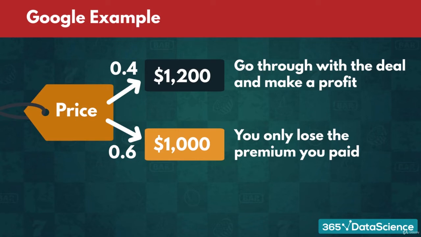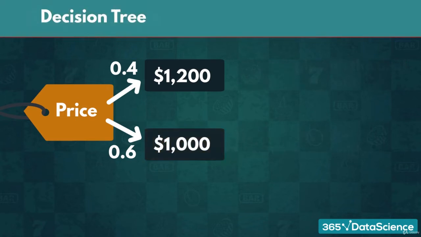To help us visualize this example, we are going to use a decision tree. The decision tree describes the different possible payoffs we could get and their associated probabilities of occurring. In our case, there are two possible outcomes. The price either rises or drops. A decrease is associated with a probability of 0.6, and an increase is associated with a probability of 0.4.